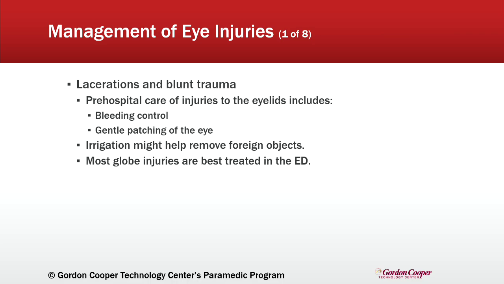You may need to cover both of the patient's eyes to prevent a sympathetic eye movement. Injuries, especially those involving metal fragments, may need to be examined under a special microscope at the hospital before they can be removed. Most injuries to the globe are best treated in the emergency department. In the field, a rigid eye shield is typically all that is needed.